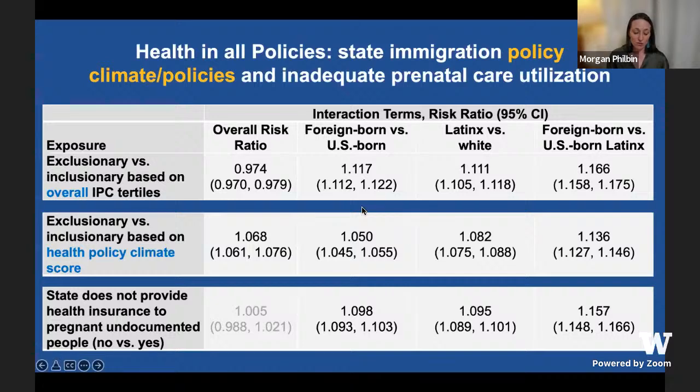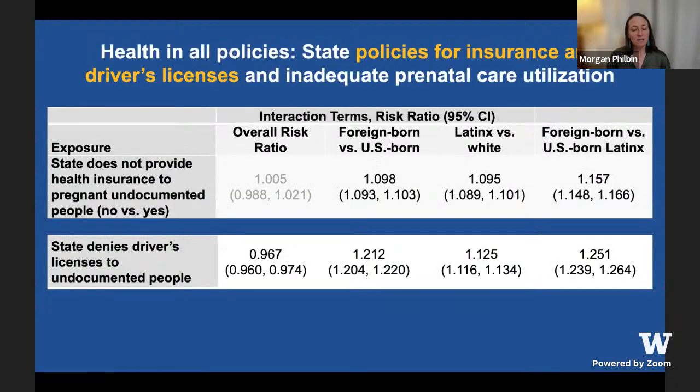So the next thing that I wanted to show you, those are all focused on the overall climate and then the health subdomain and then a specific policy. But given the work, I wanted to turn to a sub-analysis that we did based on the qualitative findings that I had reported earlier, specifically the importance of driver's licenses. So again, the top table is just what I just showed you. It's the singular policy. Does a state provide health insurance for pregnant undocumented people? Yes or no? And then below that is the association between prenatal care utilization and living in a state that provides driver's licenses for undocumented individuals.